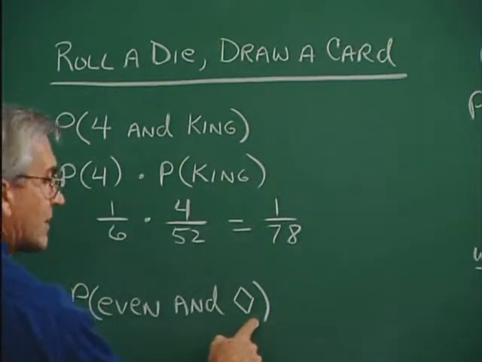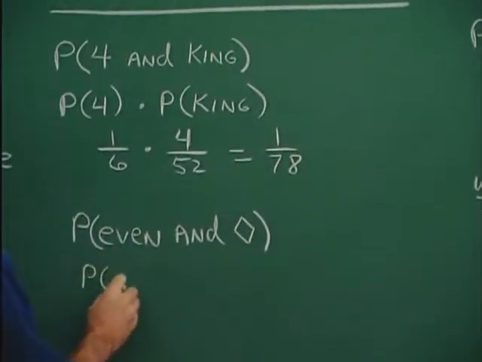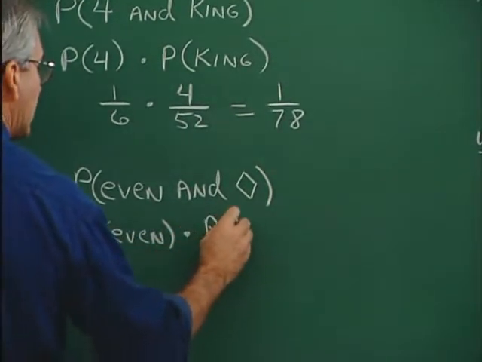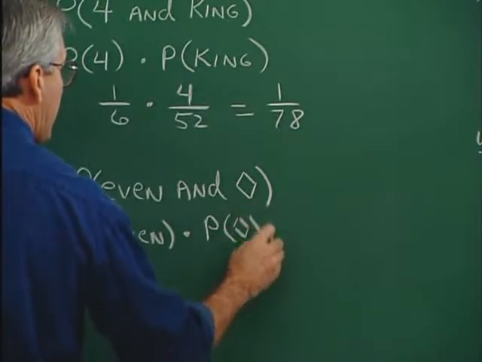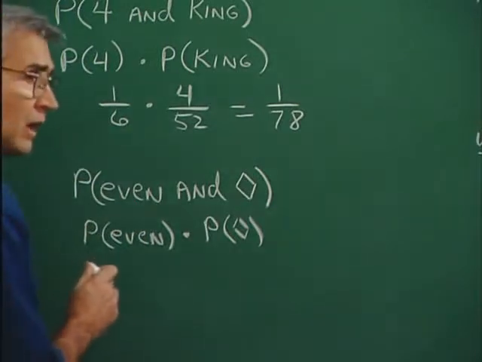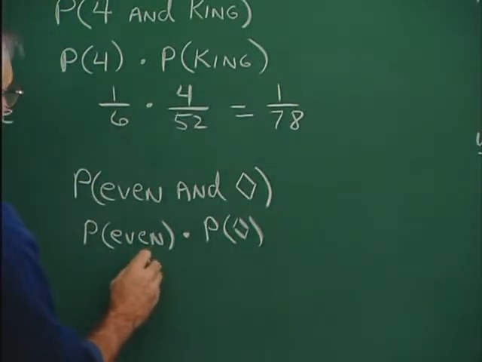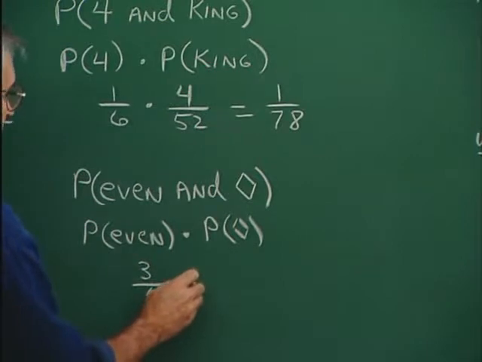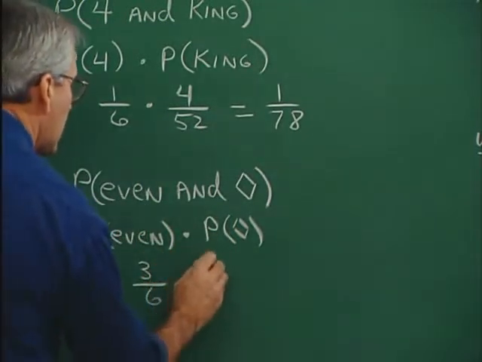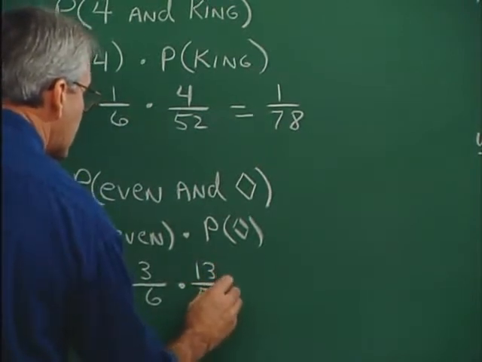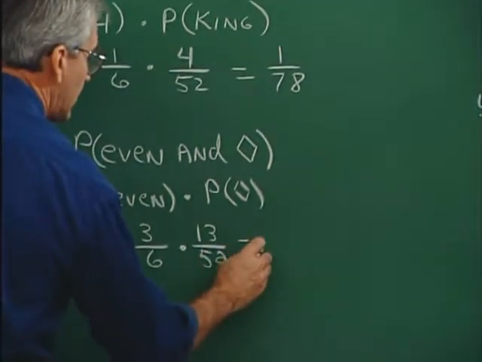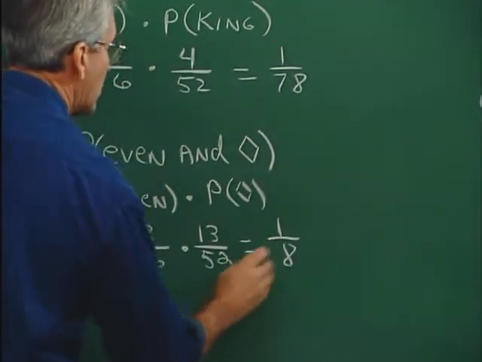Probability of even and diamond, let's see, that would be the probability then of even times the probability of a diamond. And the probability of even, when we're rolling a die, there are 3 even numbers on the die, so it would be 3 out of 6. And the probability of a diamond, how many diamonds are there? There are 13 of them in a deck of 52, so it's 13 out of 52. Both of these will reduce a bit, and when the smoke clears on the reduction and multiplication, it turns out to be 1/8.